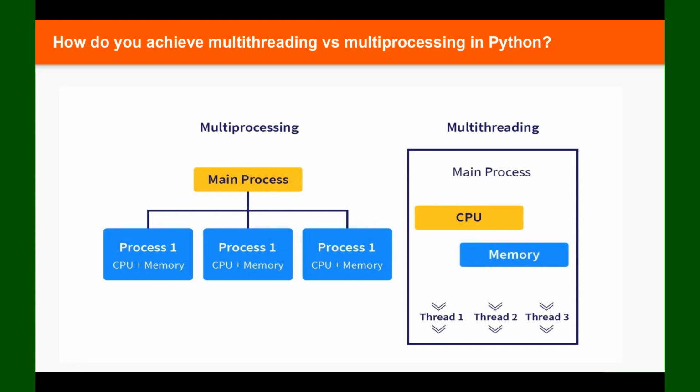Multi-threading uses the threading module and runs multiple threads within the same process. Threads share the same memory space. They are limited by the Global Interpreter Lock, the GIL, so only one thread executes Python bytecode at a time. It is best for input/output bound tasks.